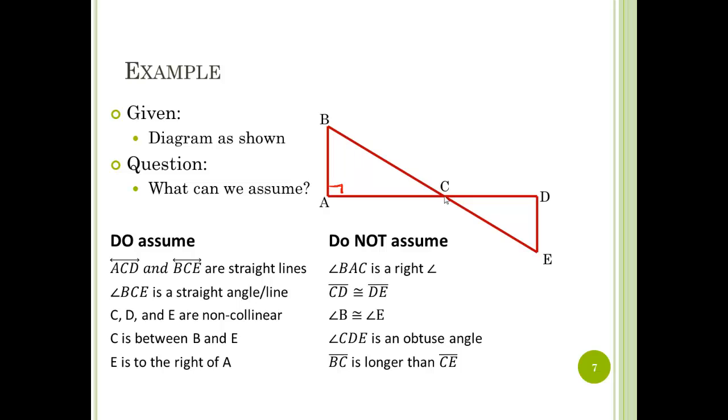You can assume that C is between B and E because, again, those 3 points are collinear and C is right in between them. You can't assume that angle CDE is an obtuse angle, just like you can't assume it's acute, or that it's right, because there's no measurement given here. You can assume that E is to the right of A because it very obviously is. What you cannot assume is that BC is longer than CE.